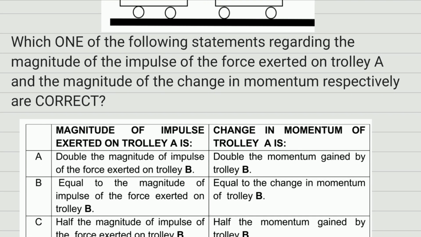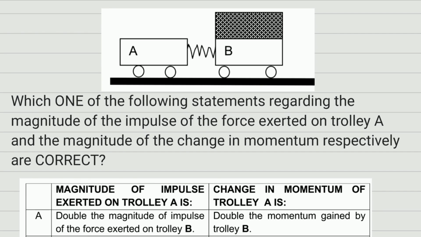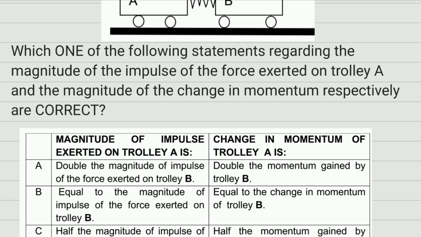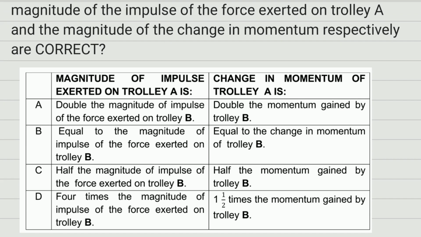The magnitude of the impulse exerted on trolley A is, and they give you two options, double the magnitude of the impulse of the force exerted on trolley B. Now, note the following. The magnitude of the force is the same, that is Newton's third law. So F net for A and B is the same, and therefore the impulse is going to be the same. If you go on reading, they say that the magnitude of the impulse is equal to the magnitude of the impulse of the force exerted on trolley B.